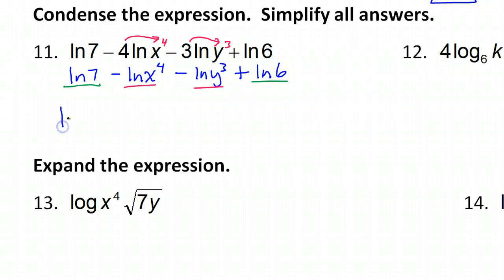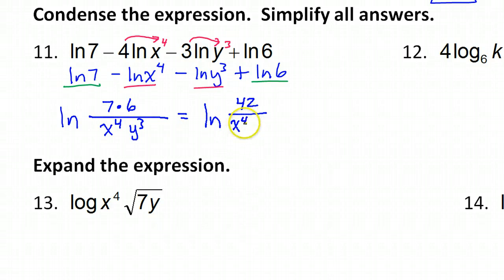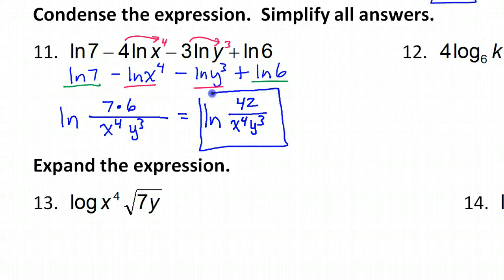So that means this will condense to natural log of, in the numerator, I've got 7 times 6. Alright, in the denominator, I've got x to the 4th, y to the 3rd. Now, if these were variables, I'd be done. But since I can do 7 times 6, let's go ahead and do it. So this will be 42 over x to the 4th, y to the 3rd. Alright, that's it for number 11.